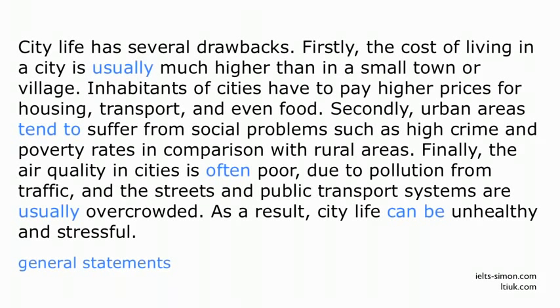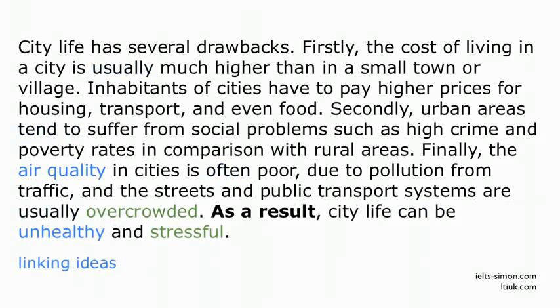Firstly, making general statements. You can see that I've used words like usually, tend to, often, and can be. This is a good technique in written English. It helps me to make general statements. So the cost of living in a city is usually much higher than in a small town or village. Maybe not always. And urban areas tend to suffer from social problems. Maybe not all cities suffer from social problems. So these are general statements, and the examiner will like this.